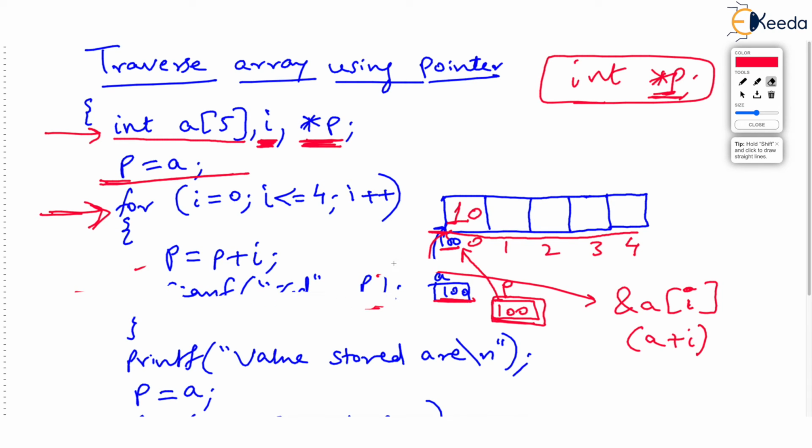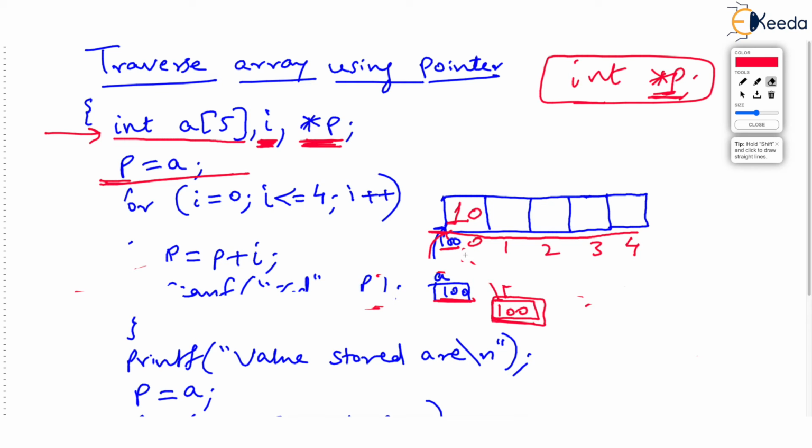So this happens. Now let's see what happens when we repeat the for loop. What happens really when we repeat the loop the second time?